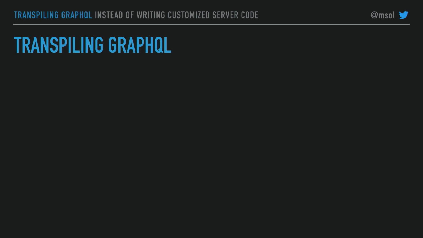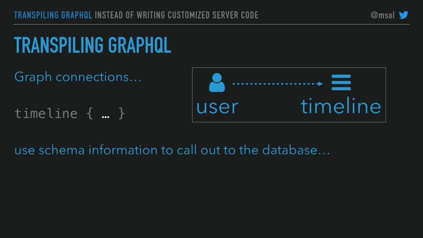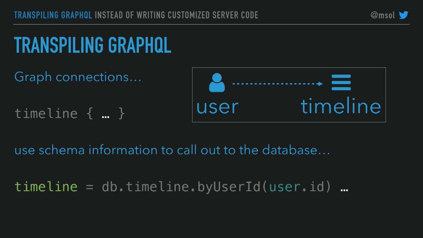Okay. So now things are going to get a little bit more interesting. So graph connections like timeline, and if you remember from our diagram, users each have a user timeline. So this actually is a graph connection. Well, in order to generate code for this, we have to know that users have timelines. And we actually do know that because of how the schema is structured. We know about that graph connection. So here we can generate a line of code like this, where we look up the timeline using that user ID from the parent object.